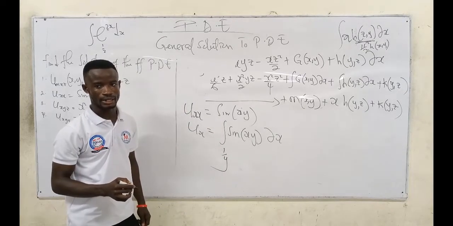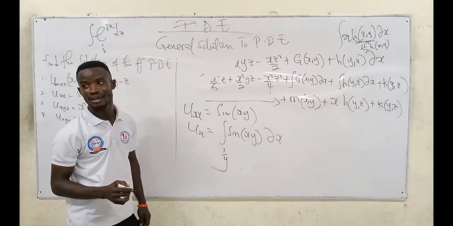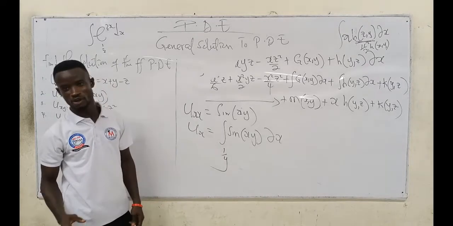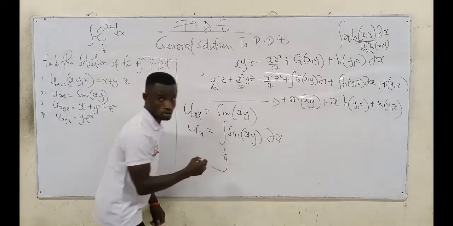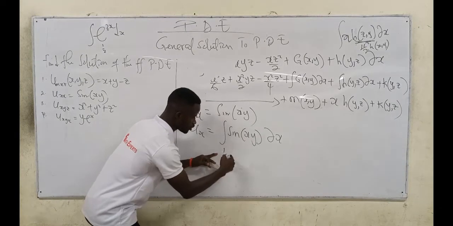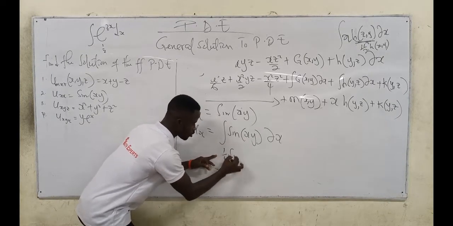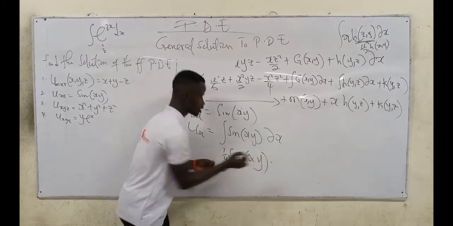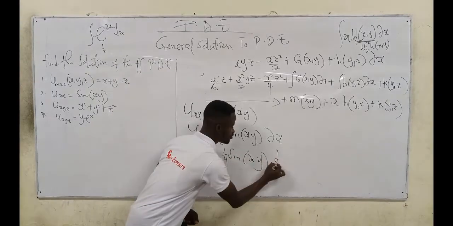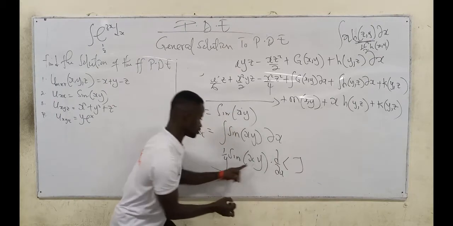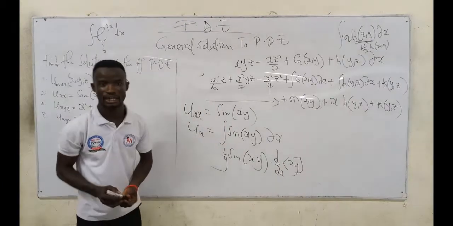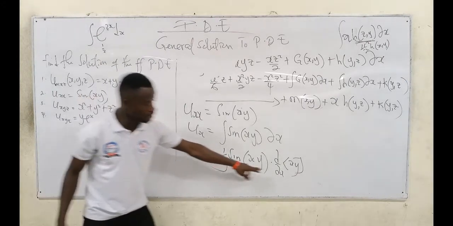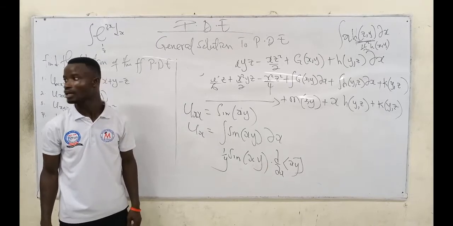Then what will happen? We copy the whole thing, then we integrate. It's like the chain rule. We copy the whole thing, and then multiply by the derivative of the inside, which is xy. In this case, we are treating y as a constant. So when we integrate this, what are we going to get?